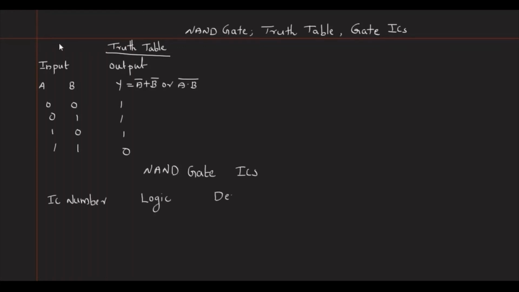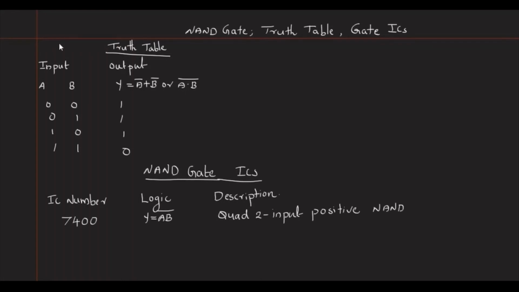Let us consider some gate ICs. The IC number 7400 contains quad 2 input positive NAND gates, then 7401, it contains quad 2 input positive NAND gates with open collector outputs.